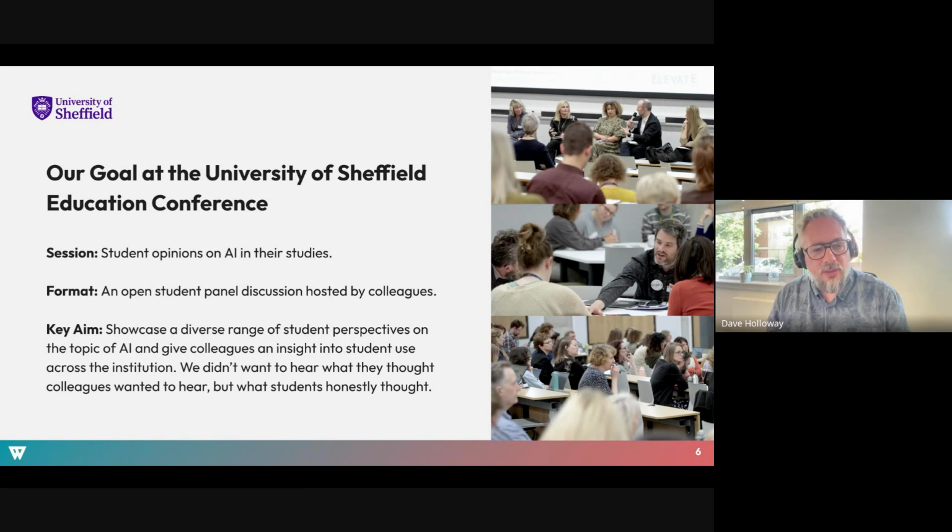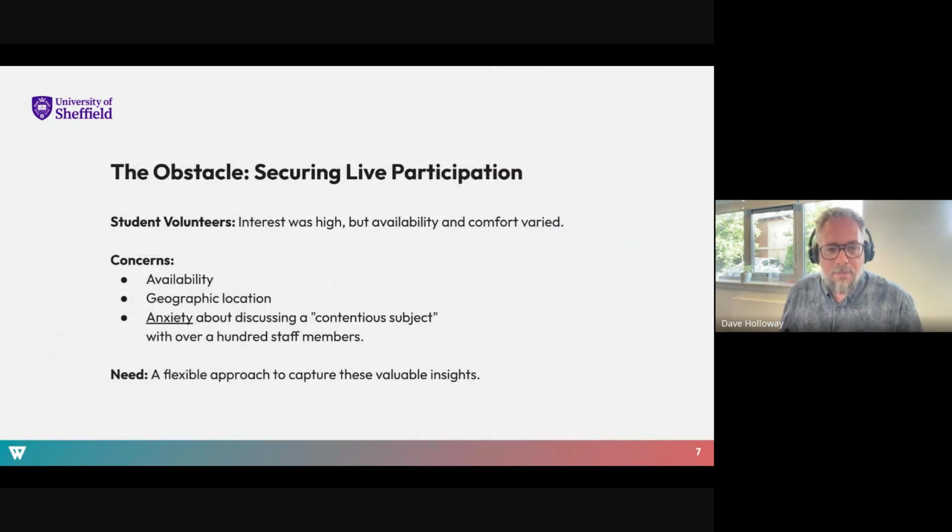The format that we wanted was very much an open panel discussion hosted by academic staff, or in this instance, professional services staff. The idea was to put a bunch of students on stage in front of all of our academic and professional services colleagues and have them talk honestly and openly about how they use AI. We very much didn't want them to toe the party line, or just speak about what we wanted to hear. We absolutely wanted to know what they genuinely thought and what they were genuinely doing.